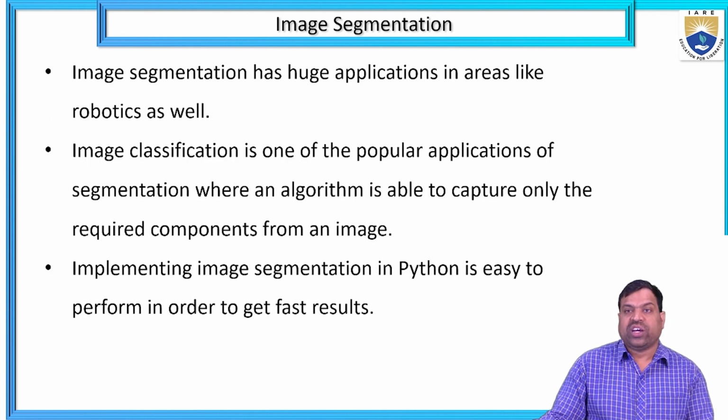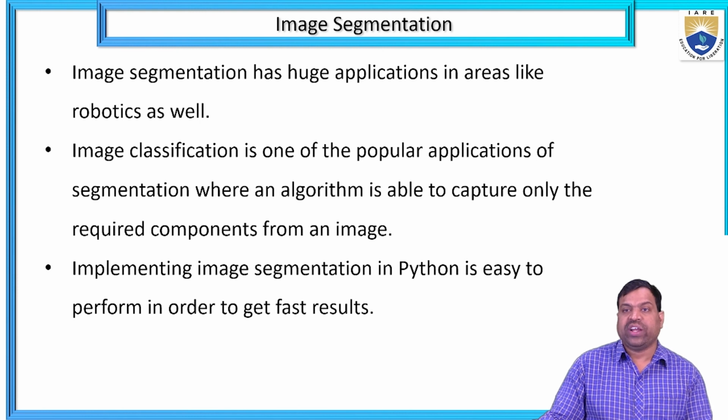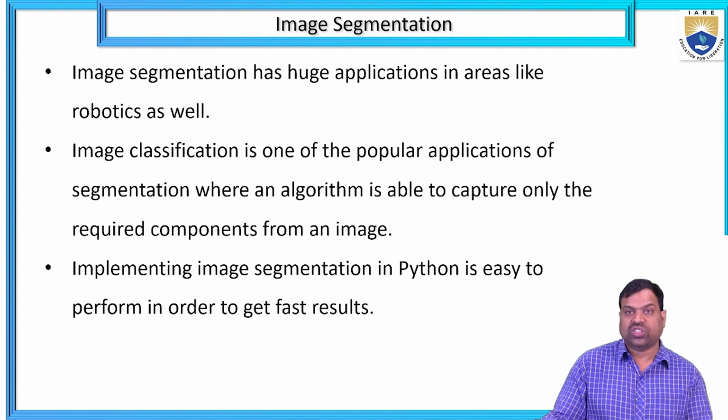Image segmentation has huge applications in areas like robotics as well. Image classification is one of the popular applications of segmentation, where an algorithm is able to capture only the required components from an image. Implementing image segmentation in Python is easy to perform in order to get fast results.